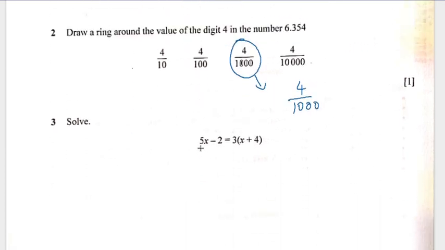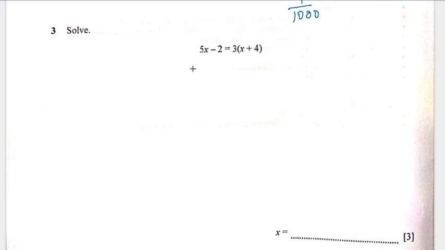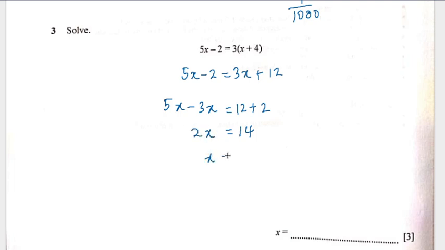Number 3, we have to solve this one. So let's solve. Okay, I have 5x minus 2, so I write 5x minus 2 equals to, if I have bracket, we can expand. You expand that one, you will get 3x plus 3 times 4 is 12. Group the x, so I will get 5x minus 3x, isn't it? And then these two I bring over, so you will get 12 plus 2. So this is 14. 5x minus 3x is 2x. Therefore, your x is 14 over 2, isn't it?